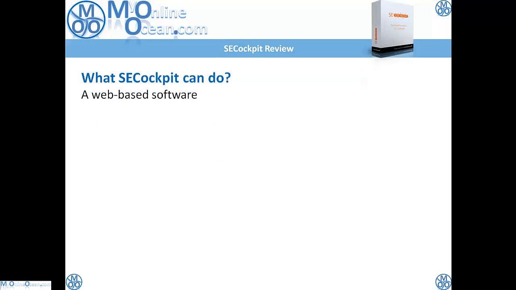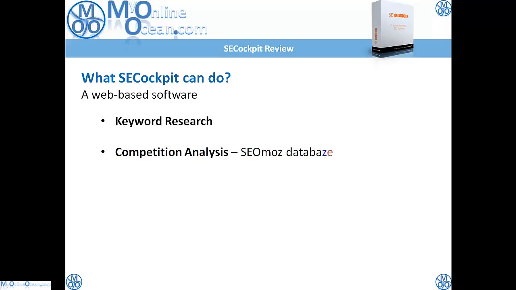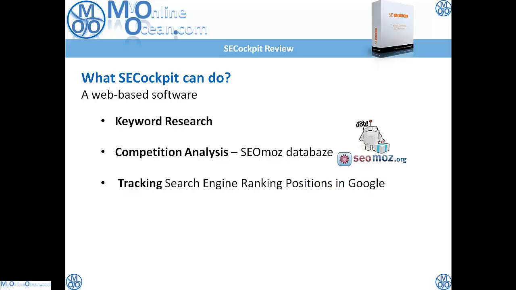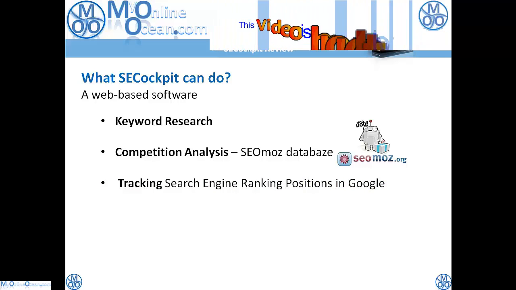SECockpit is a web-based software for keyword research. This is the software that I've been using since last year to find profitable niche keywords, exact match domain names, article titles, and related keywords very easily. In general, these are the things the software can do: keyword research and competition analysis, analyzing the top 10 URLs in Google with many key metrics like number of backlinks, page rank, domain authority, and social signals, based on the SEOmoz database. It also has a feature for tracking your keyword rankings in Google, up to 100 keywords with no additional fees.